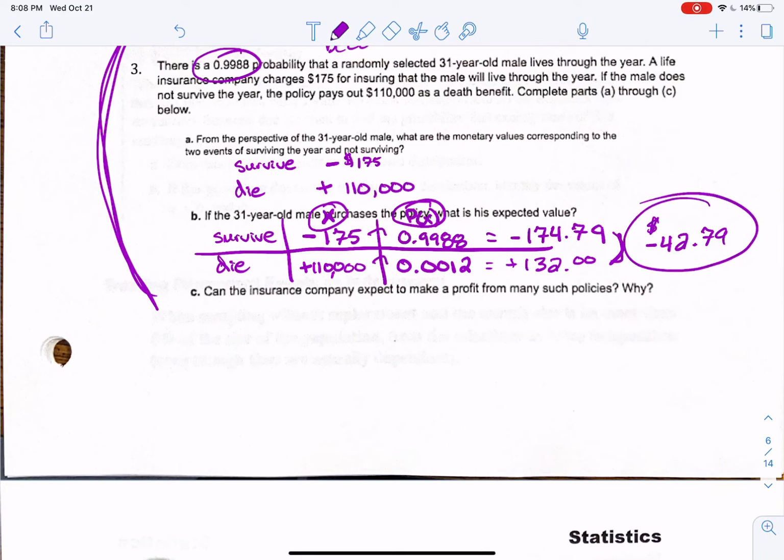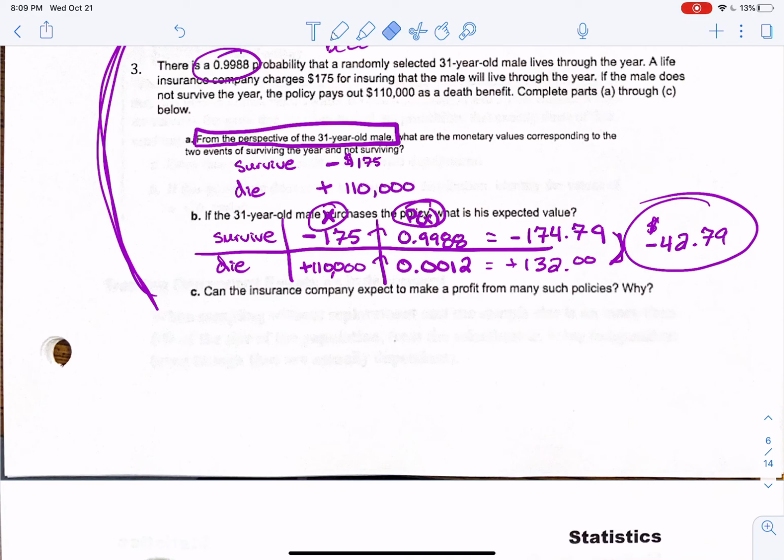In the end, I'm going to come out as a negative number, which means the insurance company is going to make money. This is negative from the perspective of the 31-year-old male. That's what we're going from. So from the perspective of the 31-year-old male, he's going to lose $42.79 on the deal per year on average. On average, he's going to lose $42.79, okay? Because insurance companies bank on the fact that you're not going to die at the end of the year, okay?